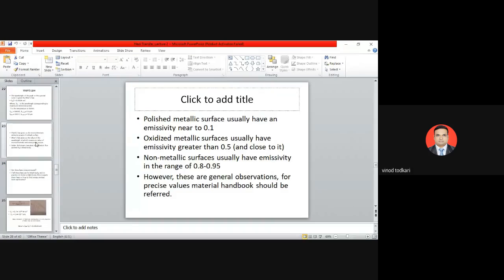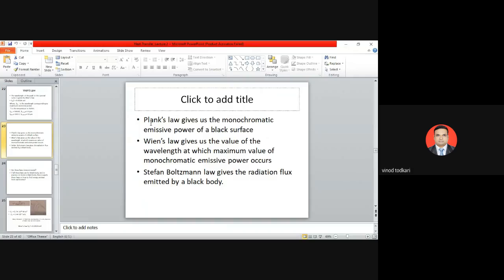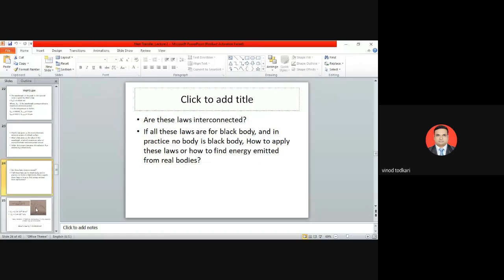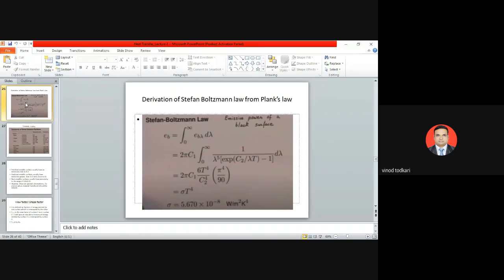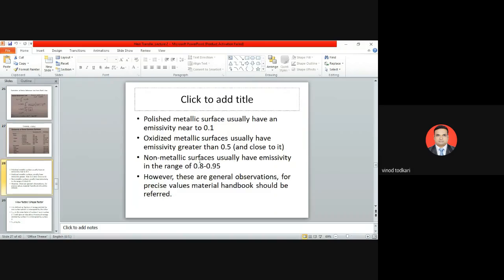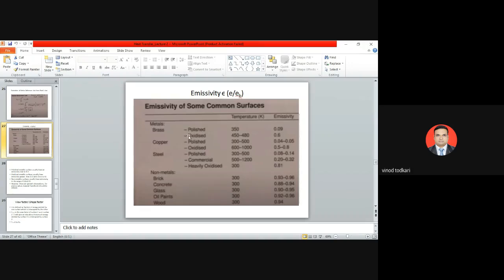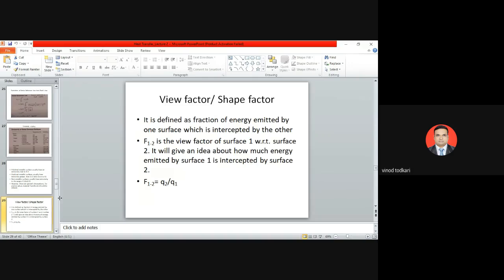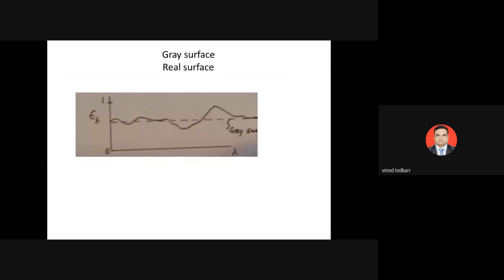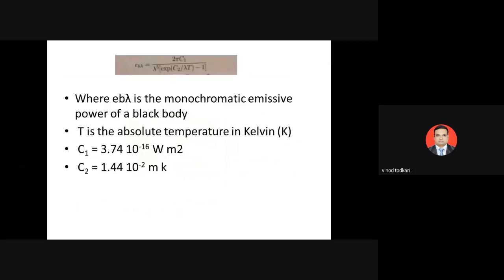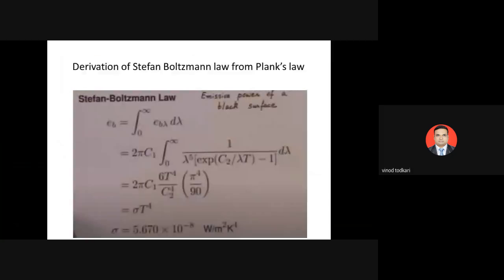See, today we discussed Planck's law, Wien's law, and Stefan Boltzmann's law. They are interlinked, right? From Planck's law, we can derive Wien's displacement law. From Planck's law, we can derive Stefan Boltzmann's law. We have seen the concept of emissivity, the practical values of emissivity for different surfaces. And then we started with the concept of shape factor, which is also called view factor.